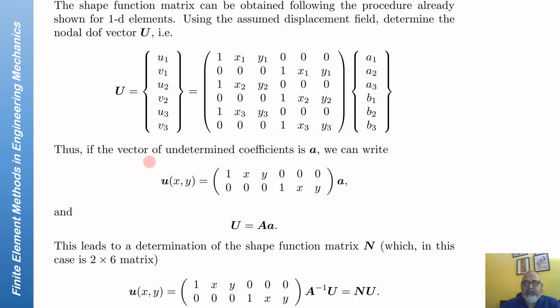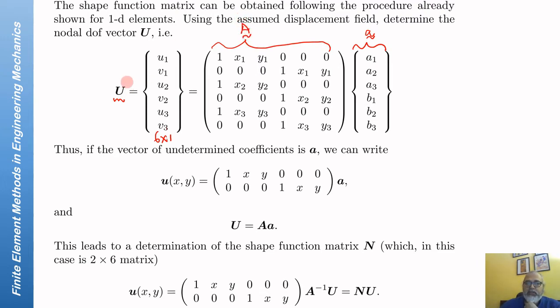So this is your capital U, and it is a 6 cross 1 vector: u1, v1, etc. And then for u1, I have to put x1, y1. To get v1, I have to put x1, y1. For u2 and v2, I have to put x2, y2, then x3, y3, and so on. So this is already defined, and this I call capital A.